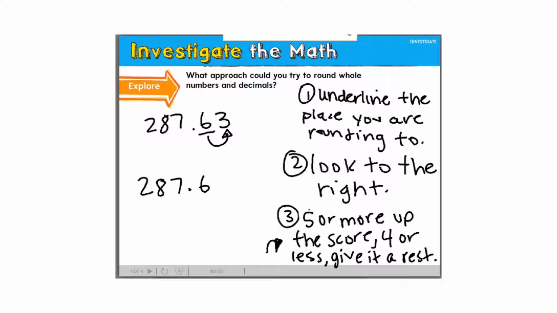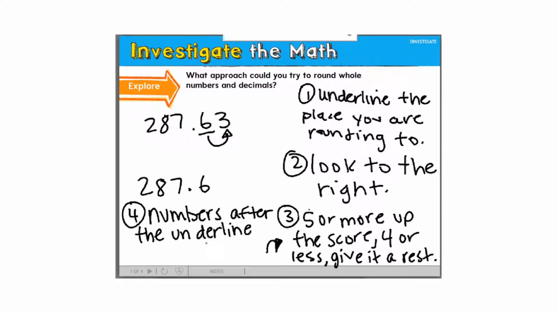So anything after the underline disappears. So we're going to put that as step number 4, which I'm going to put to the side because it doesn't fit on my slide. That rhymes too. So any numbers after the underline digit disappear.